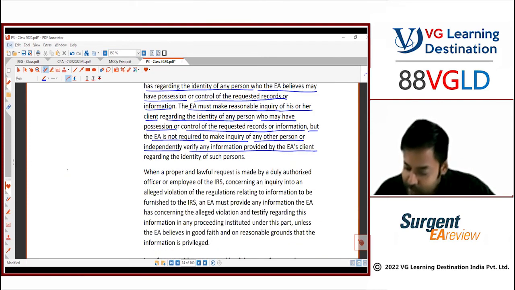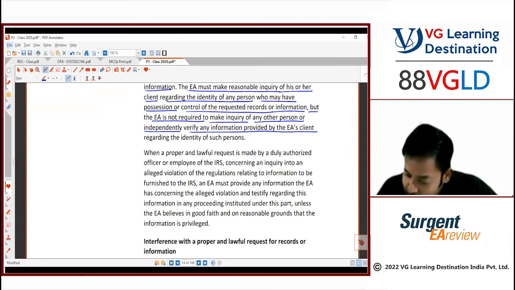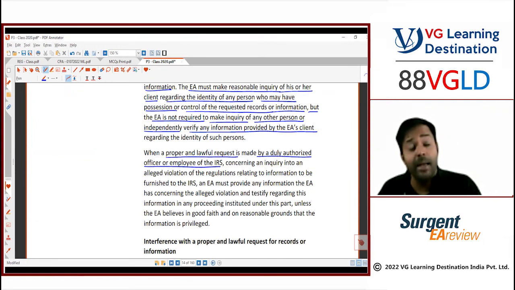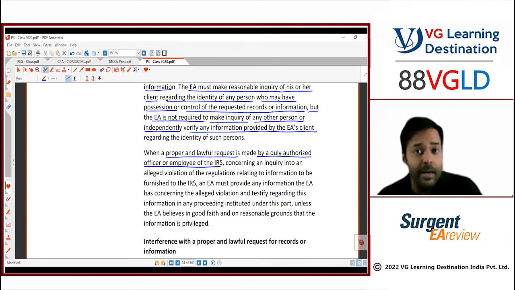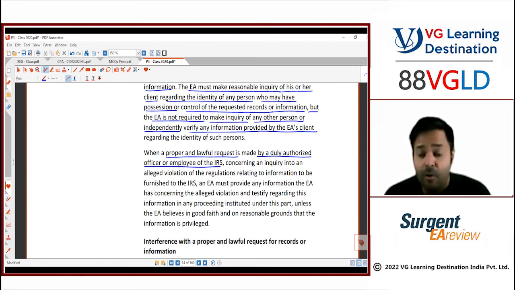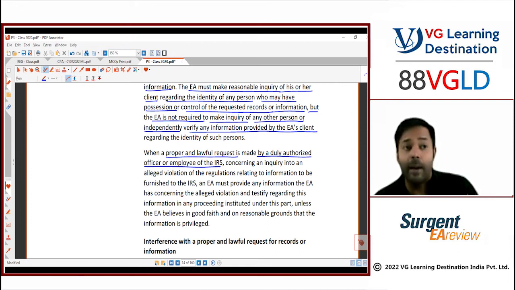Where a proper and lawful request is made by a duly authorized officer or employee of the IRS. Now, important point: duly authorized, proper and lawful request. It has to be a proper and lawful request. It should not happen that the EA and the IRS employees have gone for drinks at night and then the EA is revealing the information. No, that's unlawful. That's beyond client privilege also. So that should not happen. It has to be a proper written, lawful request.